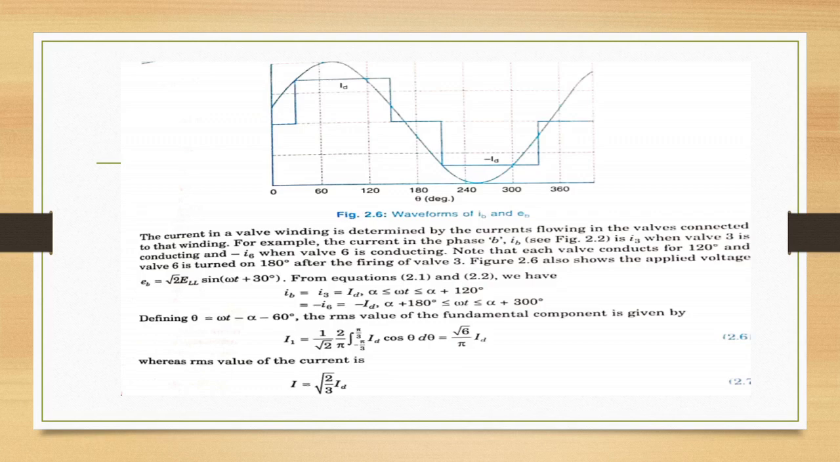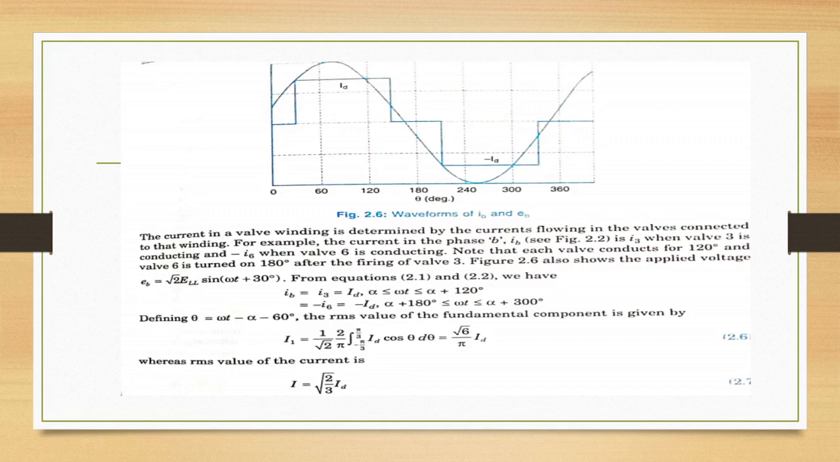Current in a valve winding is determined by the currents flowing in the valves connected to that winding. For example, current in phase B, that is IB, is I3 when valve 3 is conducting and minus I6 when valve 6 is conducting. So each valve conducts for 120 degrees, and valve 6 is turned on 180 degrees after the firing of valve 3.